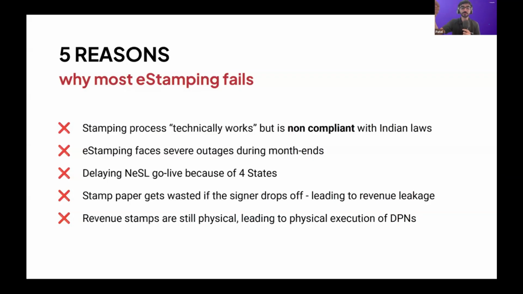First being that the stamping process technically works, but it's not compliant with Indian law. The second is that e-stamping faces severe outages during month ends. Third is that companies often delay their NeSL go live because of 3 to 4 states. Fourth is that stamp paper gets wasted, like if the signer drops off, right? Leading to revenue leakage in the digital stamping process. And fifth, a niche subset of stamping, is that they have a DPN system and revenue stamps are still physical. So they have their DPN leg in a physical journey, right?